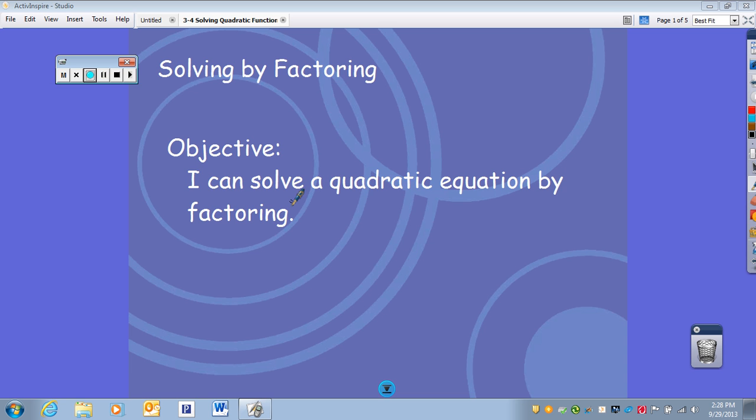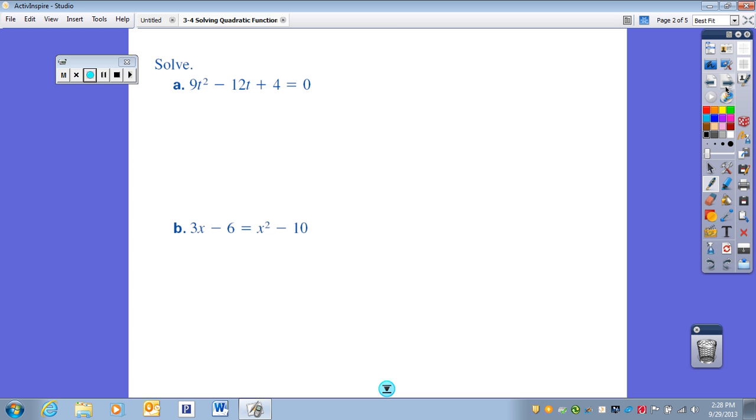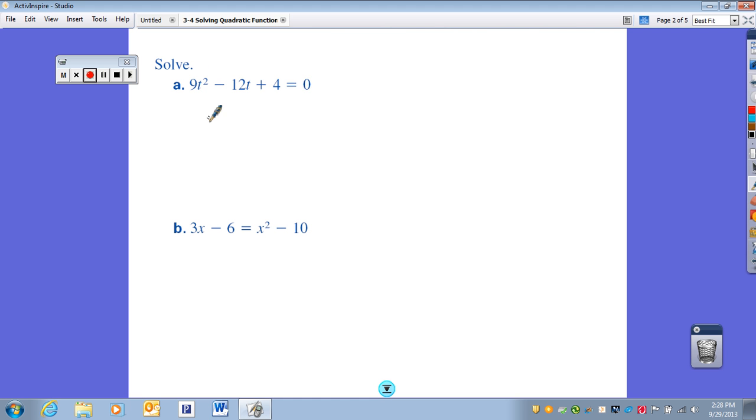In this lesson, we will be solving quadratic equations by factoring. Let's take a look at an example. So we have 9t squared minus 12t plus 4. The first thing that we would like to do is to make sure that our function is set equal to 0. Once it is set equal to 0, we will factor the quadratic. Let's take a look. We have 9t squared minus 12t plus 4.